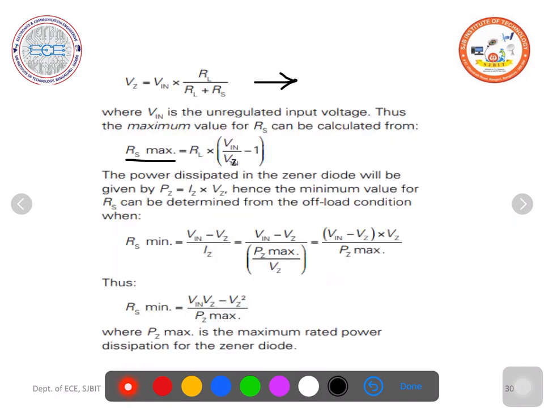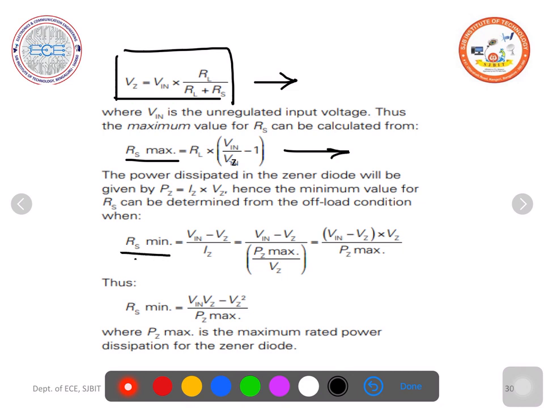To find the maximum value of Rs, just rearrange the terms of this equation. You will get Rs max is equal to RL into (Vin by Vz minus 1). Simple mathematics. So you will get Rs max.